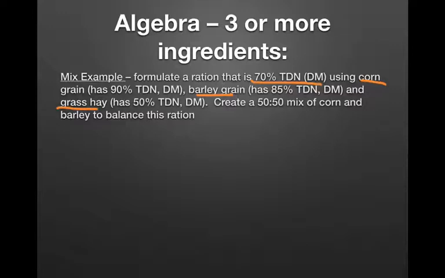So that's 3 ingredients. In this one, we're going to create a mix of corn and barley to create a grain mix. We generally create mixes out of similar ingredients just to make it a little bit easier. These are both cereal grains. Just assume everything's on a dry matter basis. We're going to figure out what kind of mix we need to be able to balance this ration.